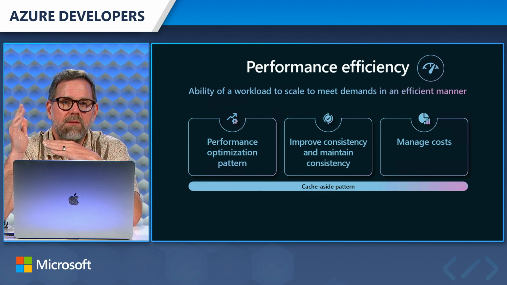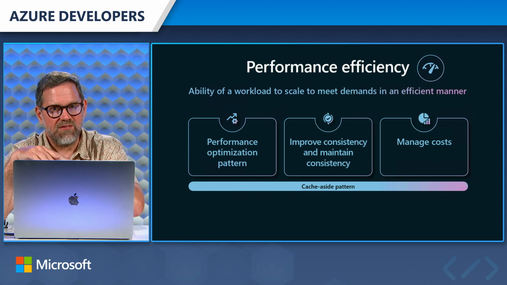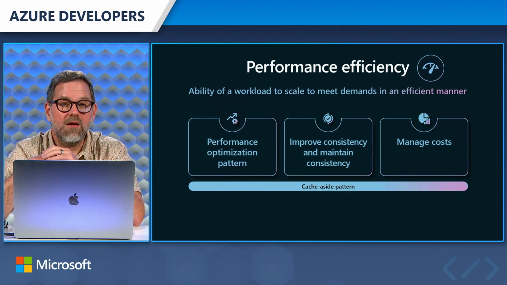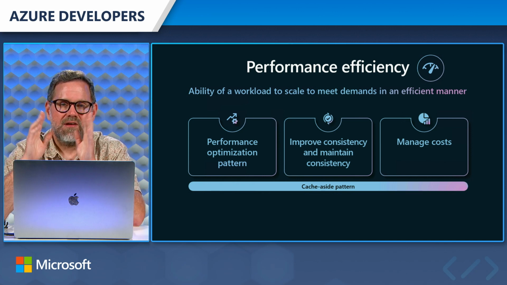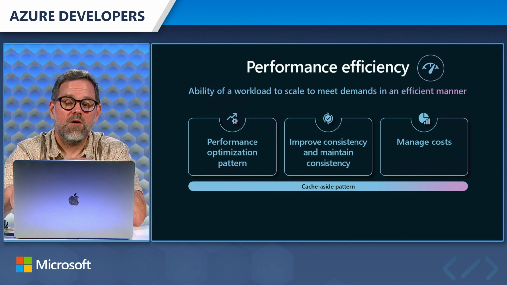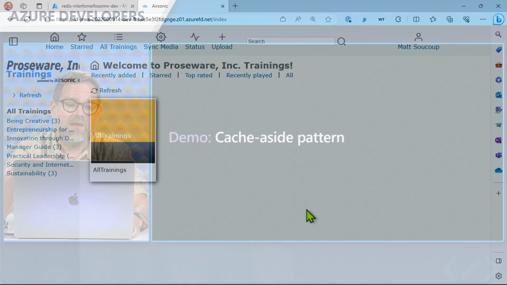So the cache-aside pattern is a way to improve and maintain the consistency across the whole database. It also improves speed quite a bit, and it's a way to manage the costs of our overall solution. We're not transacting against our database quite as often; we just hit the cache itself. So that is the performance efficiency pattern I want to talk about. And let's actually go in and show it.